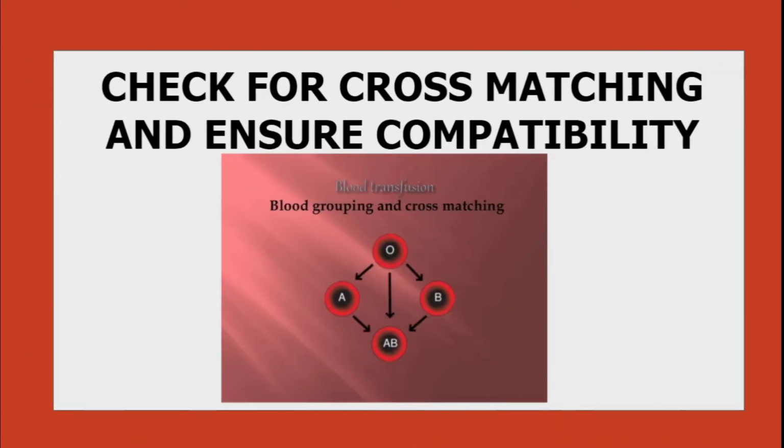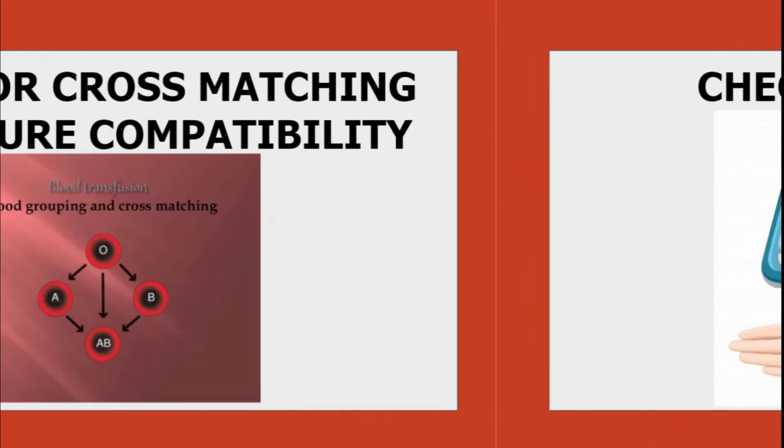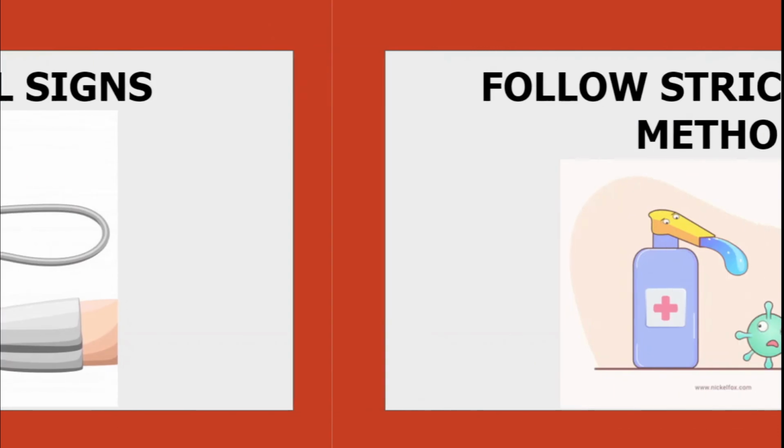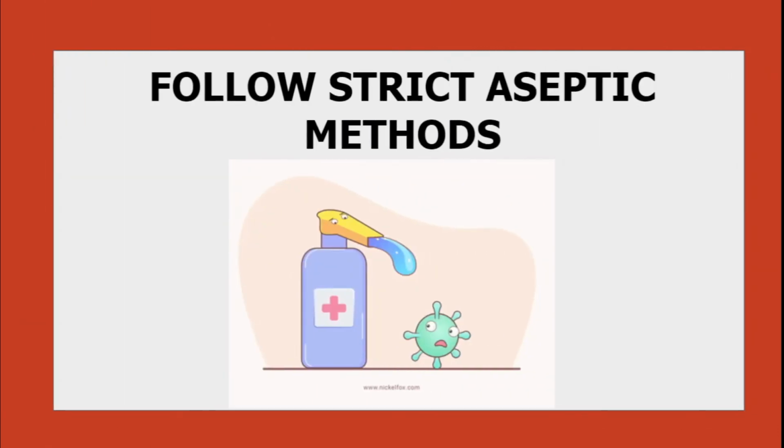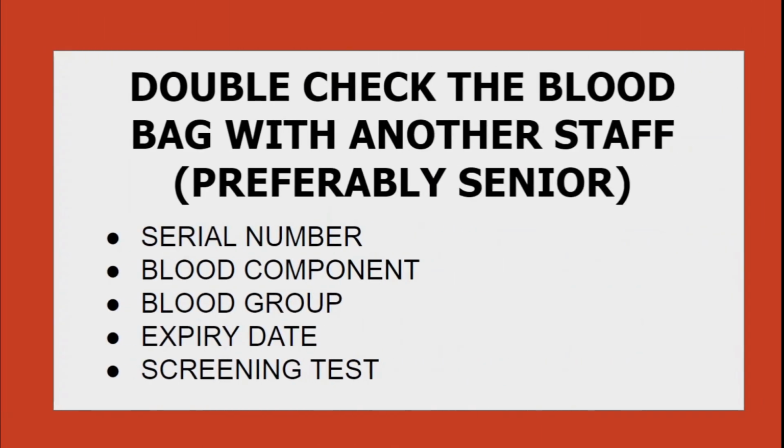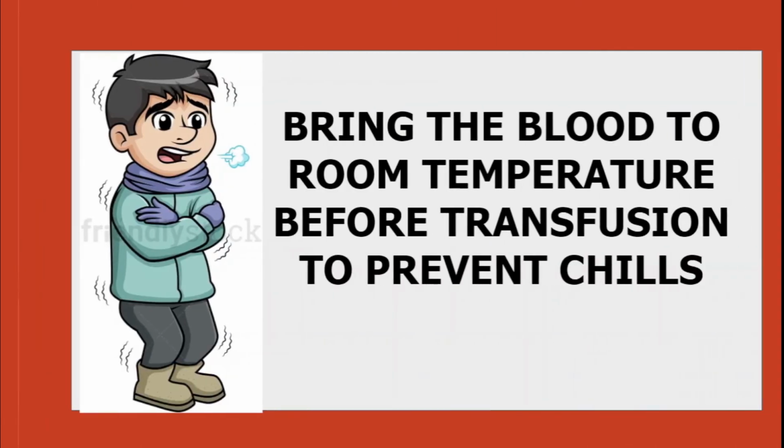Next is check for cross matching and ensure compatibility. You should explain that cross-matching is done to detect the presence of antibodies in the recipient against the RBCs of the donor. Next is check the vital signs. If there is already fever or rise in body temperature, do not proceed for blood transfusion. Next is follow strict aseptic methods. Double check the blood bag with another staff, preferably your senior staff, and you have to check for the serial number, blood component, blood group, expiry date and screening test.